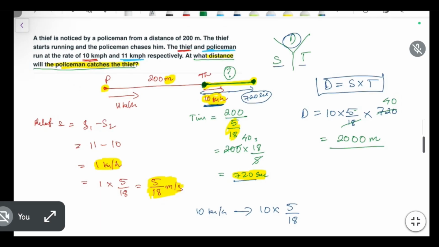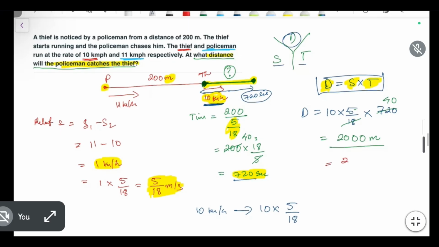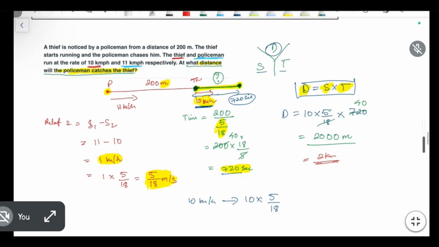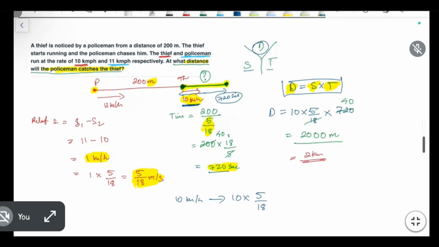So the earlier question was just about how long will it take for a certain person to catch a person up, but in this case we also find at what distance will the policeman catch the thief. So that was the question. So that's the reason why we are finding distance here, speed into time. So if your option was in terms of kilometer, it will be 2 kilometer, okay? 2 kilometer, since it is 2000 meter. So any doubts here regarding this question?